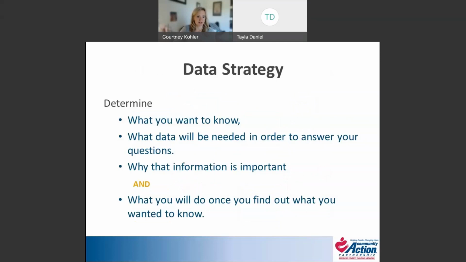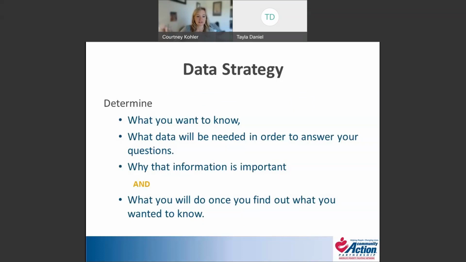So some of the key things that you'll want to determine, especially as you're looking at your priorities, are, first of all, what do you want to know? And I've already said that a few times. And I think Barbara Mooney's on this call as well, but she always talks about that. That's one of her soapboxes.